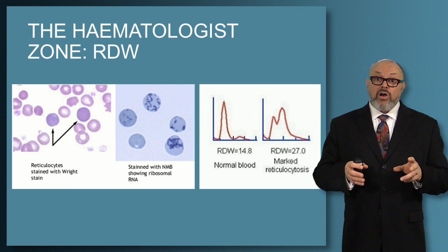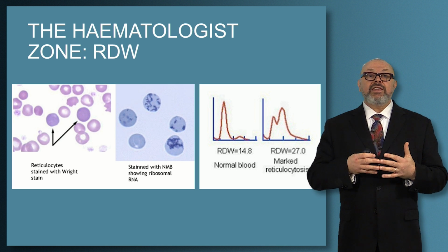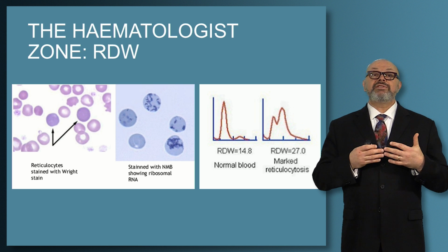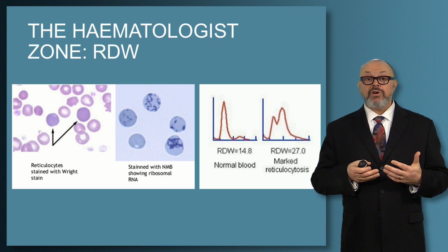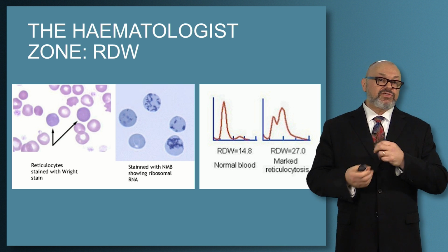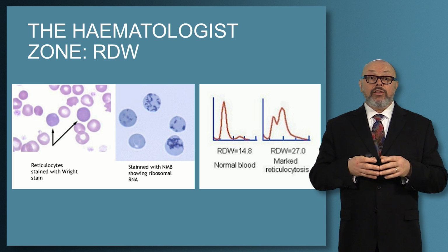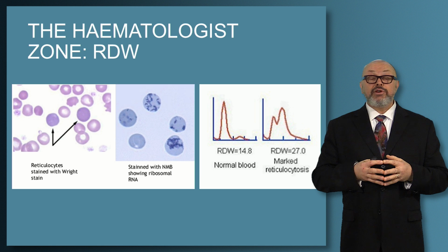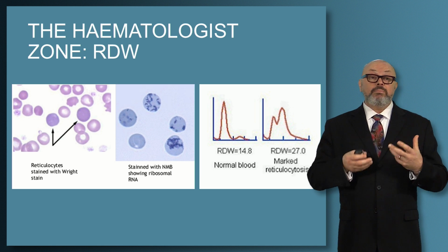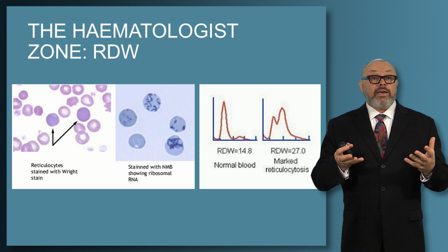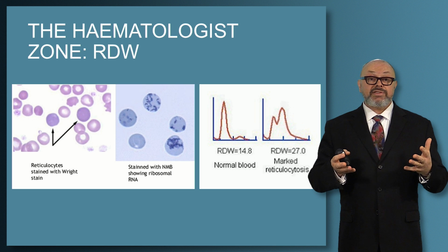A common cause of an increase in the RDW is reticulocytosis, or the presence of an increased number of young red blood cells freshly hatched from the bone marrow. You can see in the panel on the left that we can identify these looking down the microscope. They're a bit bluish in color, and they're big. They're larger than old red blood cells.